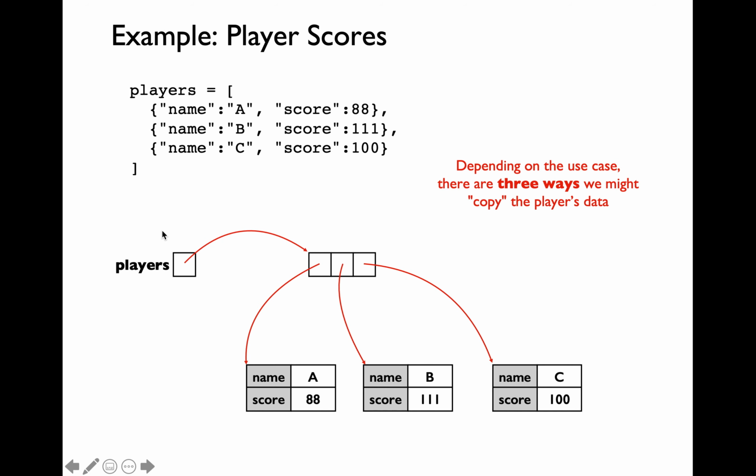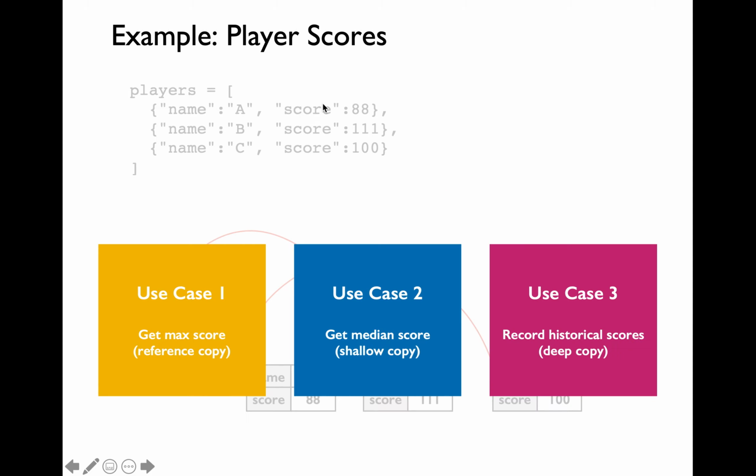I'm going to talk about the motivation for the need for three different types of copying here. We have an example list here which contains three dictionary object instances. We are storing a reference to this particular list object instance inside a variable called players. Each of the dictionaries are storing player name and player score. Let's go through three use case scenarios here.